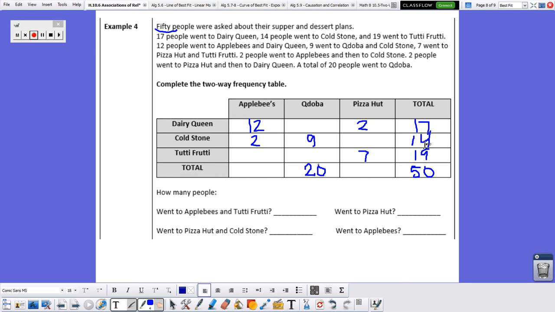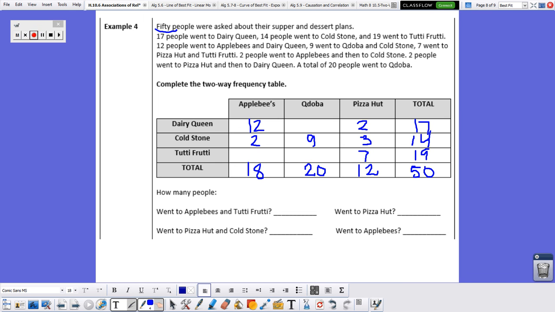If I have 9 plus 2, I get 11. I need my total to be 14, so I need a 3 here. Has to be a 3. That fills in everything but the total on Pizza Hut, so I just need to add those up. 7 plus 3 plus 2 gives me 12. So now I have that. Since I have almost all the total row, I can fill in the Applebee's total. Well, 20 plus 12 is 32, so to get to 50, I need 18.